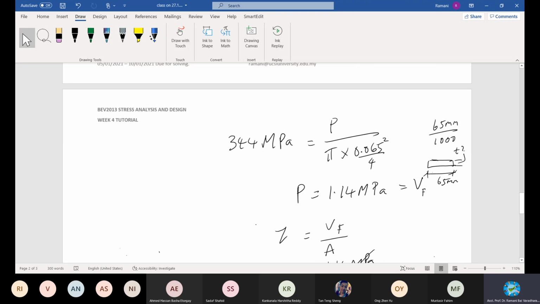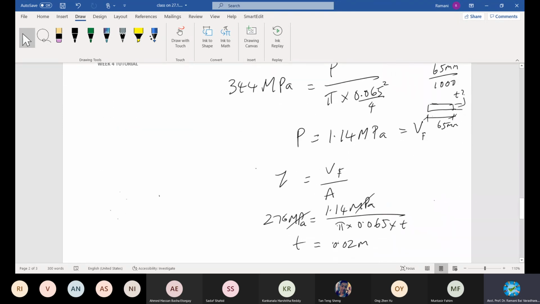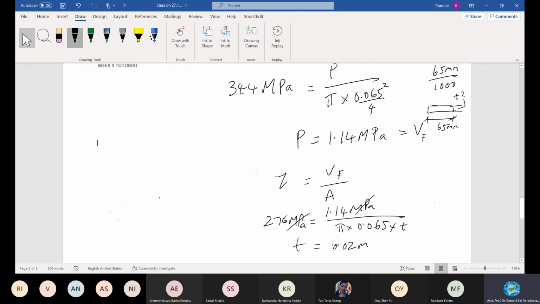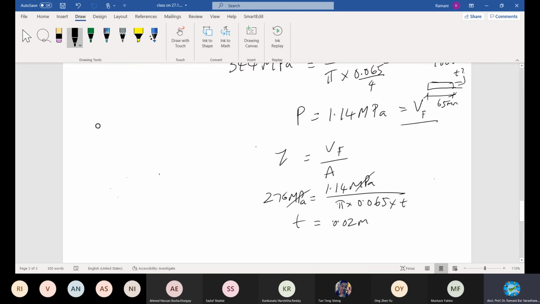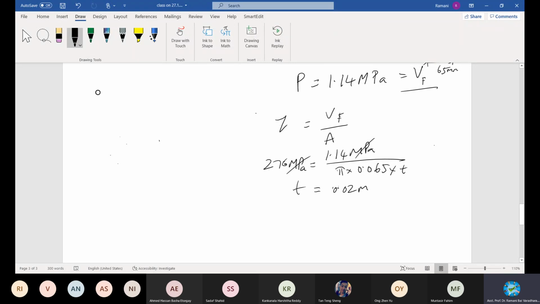Based on the P I found, I equate that P to be V. I will make this sentence and then only the answer will be valid, to be VF. Then from the answer given to you on shear stress, right? This is the shear stress. Shear stress is also given to you, or shear strength is given to you.